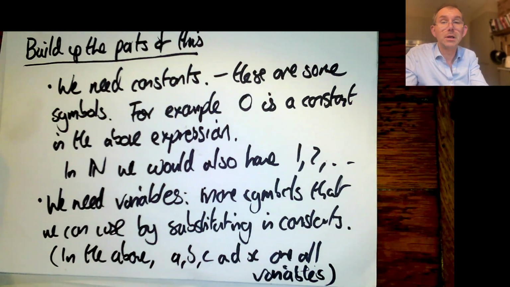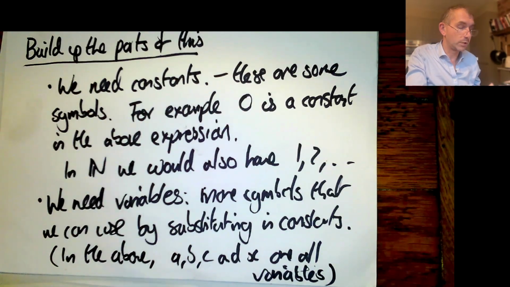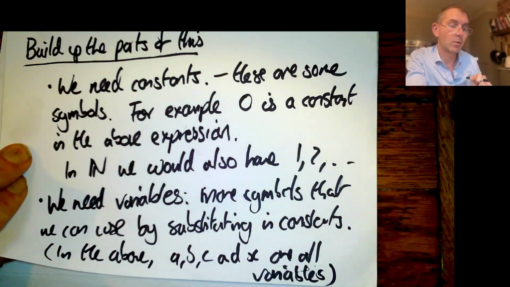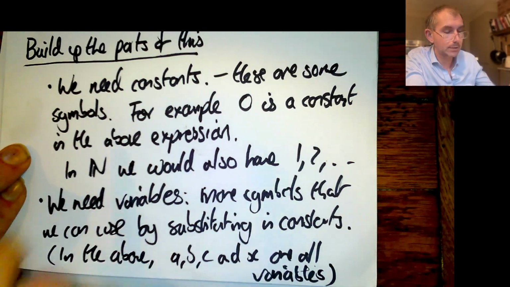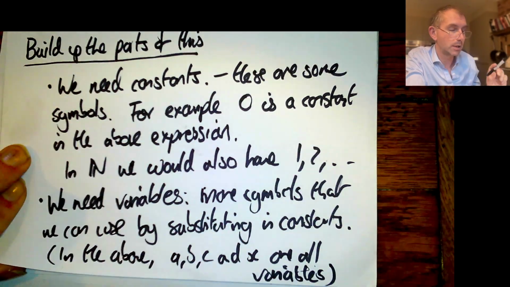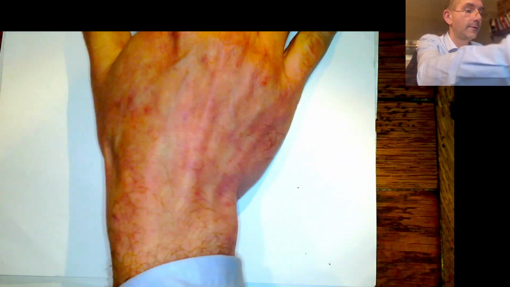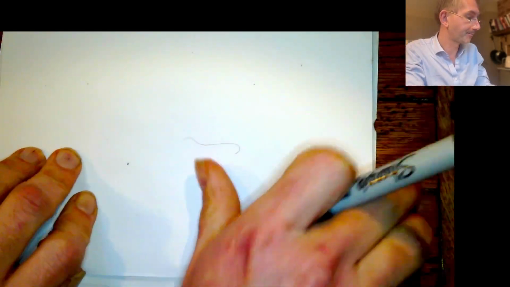Now, one very important thing about variables is that you can quantify over them, and we've seen in the above the two quantifier symbols. One of them is for all, and the other one is there exists, and they are related in a way that we'll come back to.